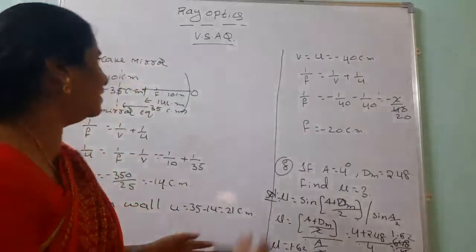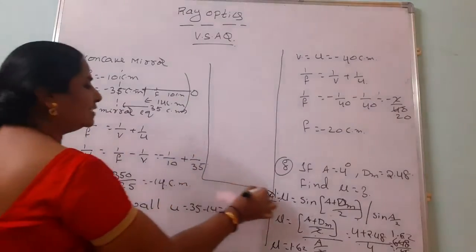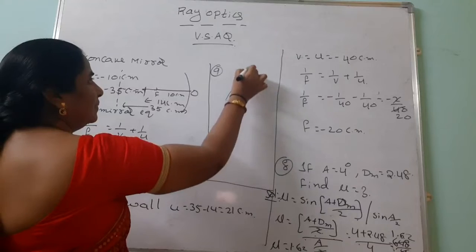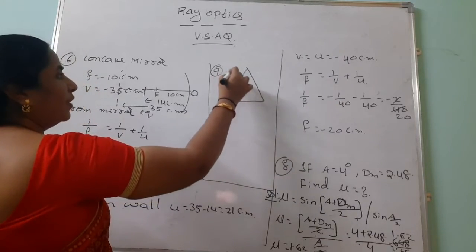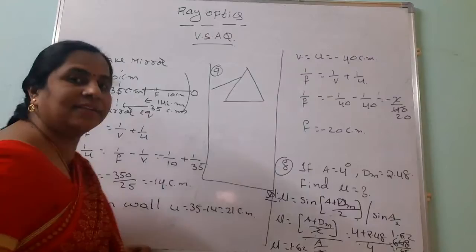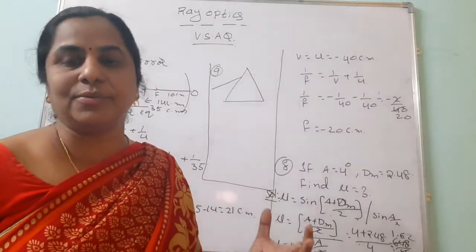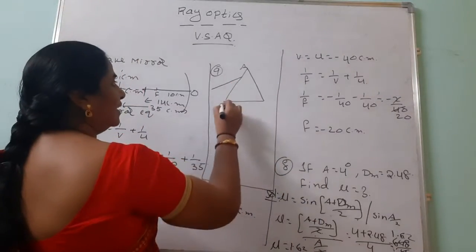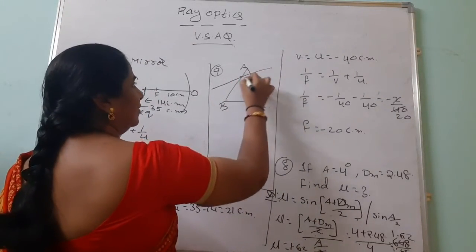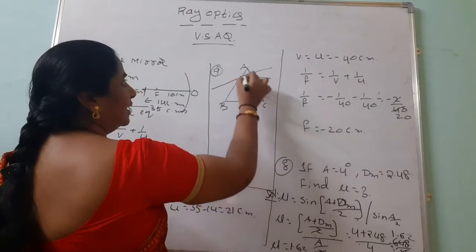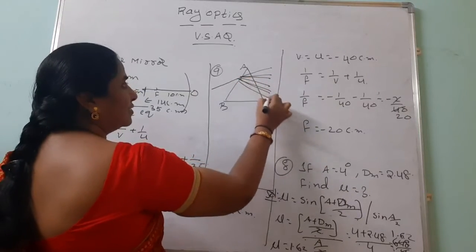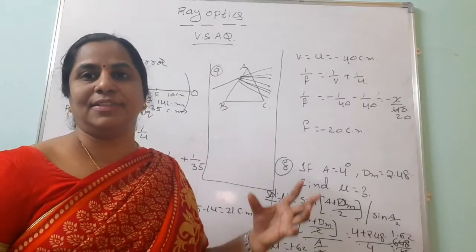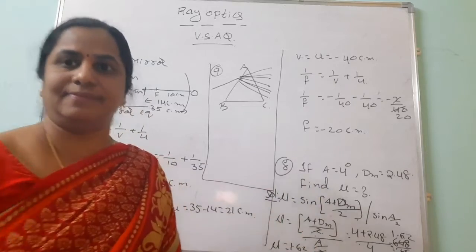Then the 9th question: what is dispersion? When light falls on a prism, what happens? Light is a combination of colors, more than two colors, including composite colors. When light falls on the prism, it splits into 7 colors, VIBGYOR. This phenomenon is called dispersion. The splitting of light when it falls on the surface of the prism is called dispersion.